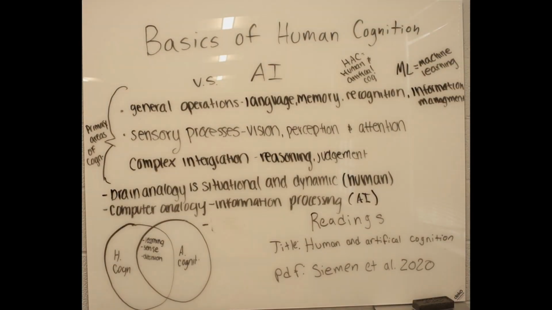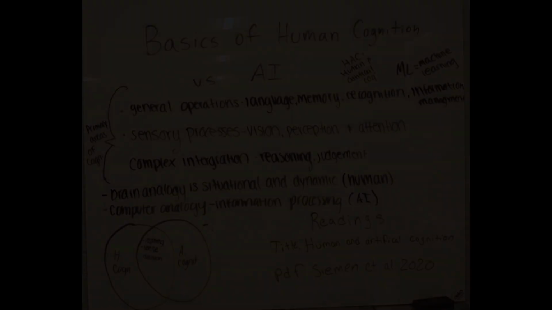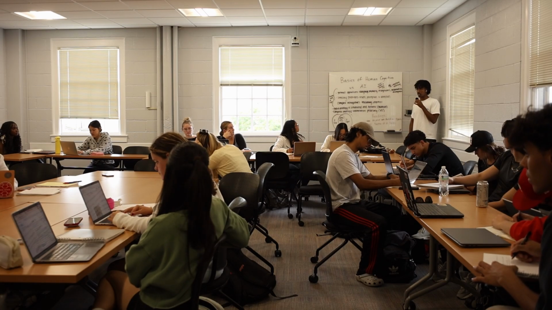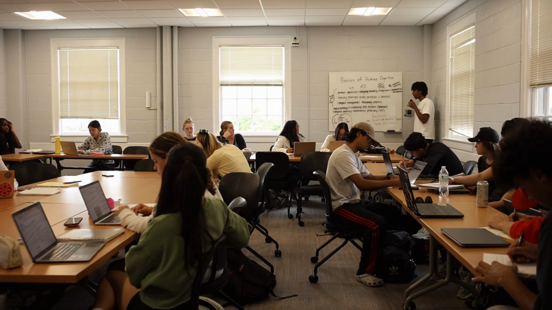Basics of human cognition and AI. Honestly, this is pretty short in my opinion. It's, I guess, self-explanatory, but cognition is just all about memory processing, basically how your brain works. And the differences between human cognition and AI cognition is that humans are more dynamic and situational with how they process information, while AI is more robotic. It could process a bunch of data sets and things like that and spit them out, but it can't really process things like humans can.